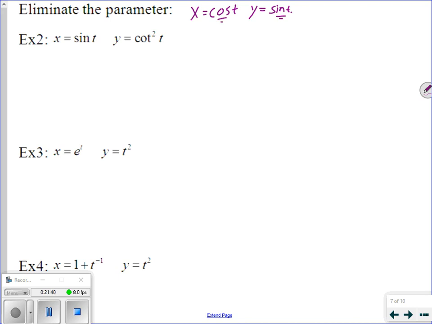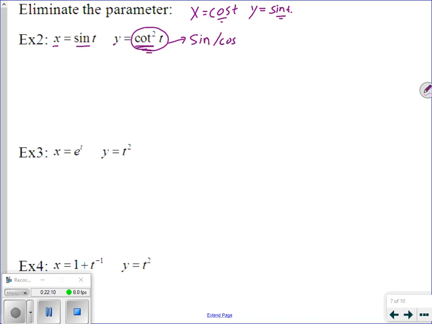And if we don't have it in that form, but we have some other type of trig, like x equals sine and y equals cotangent squared, well, that's not circular parameterization. We can eliminate the parameter by a normal means of substitution. So we try to substitute one in for the other. Look for the more complicated one, and try to get that all in terms of sine or cosine.